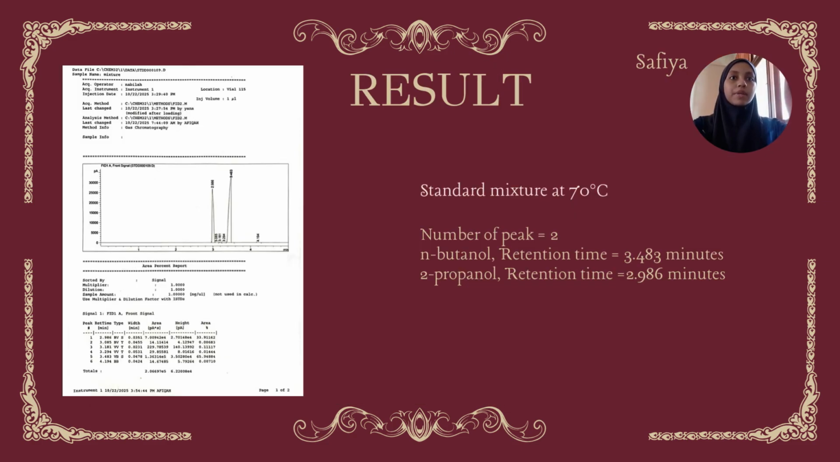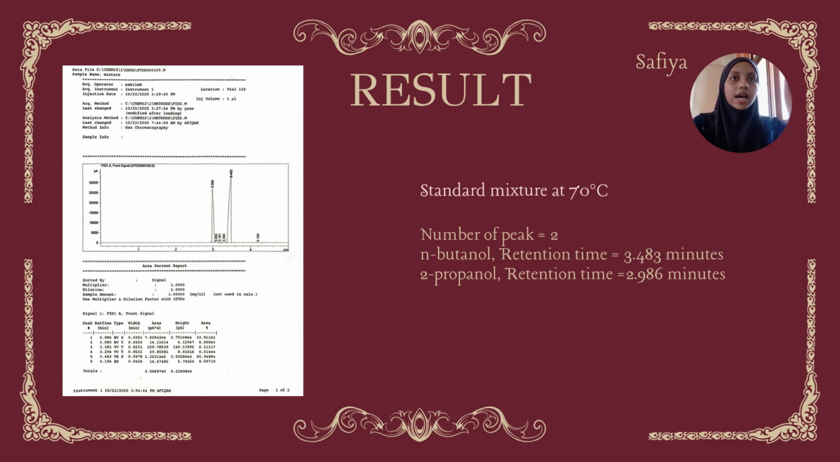In the chromatogram that we are currently seeing, two main peaks can be observed. The first smaller peak at 2.86 minutes represents 2-propanol, while the second taller peak at 3.43 minutes corresponds to N-butanol. The reason 2-propanol appears on the left, with a shorter retention time, is because it is more volatile and has a lower boiling point compared to N-butanol. This means it moves through the column faster and elutes first.